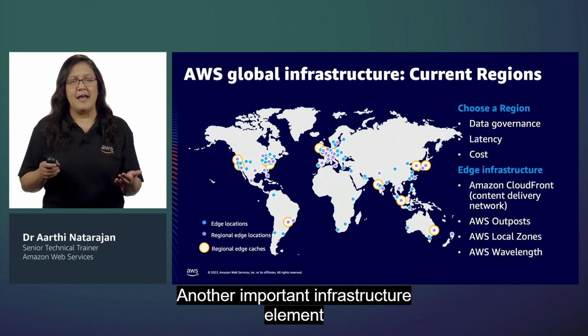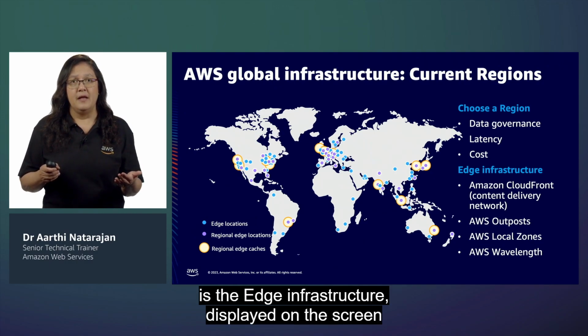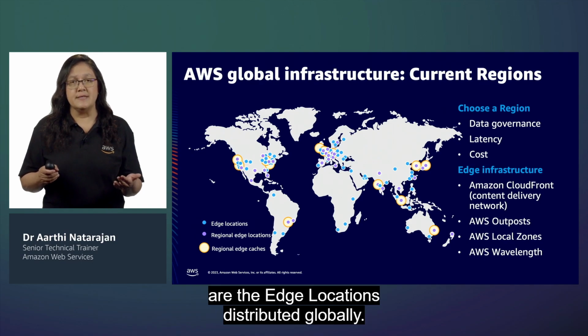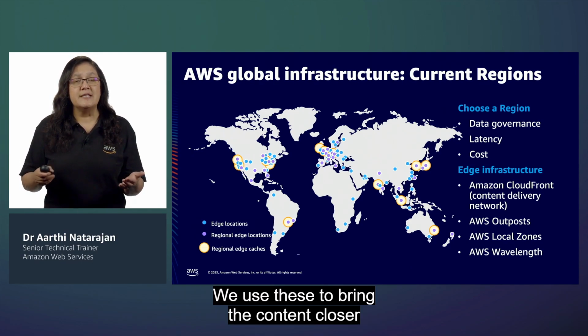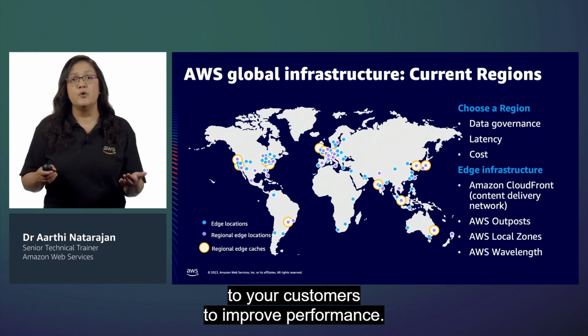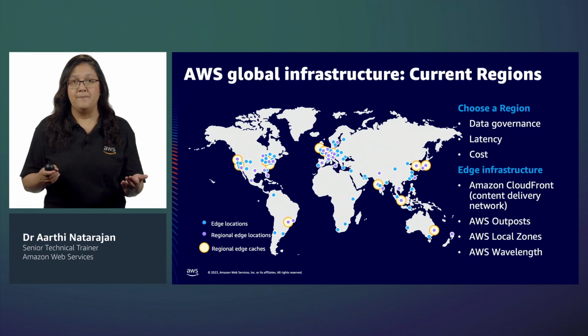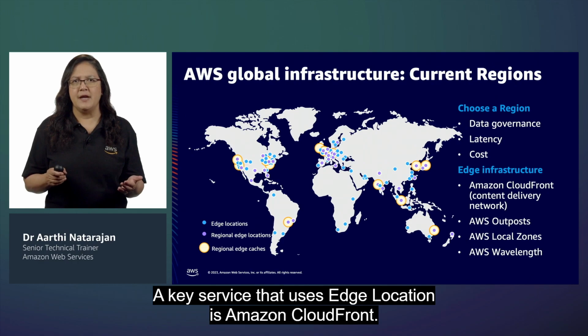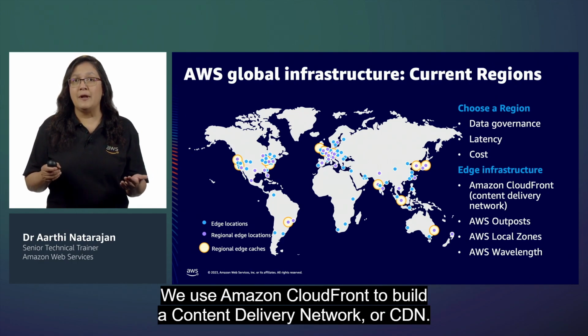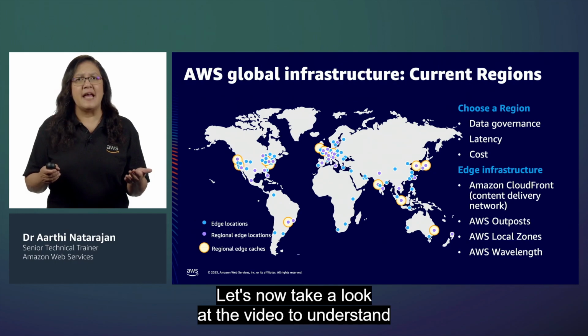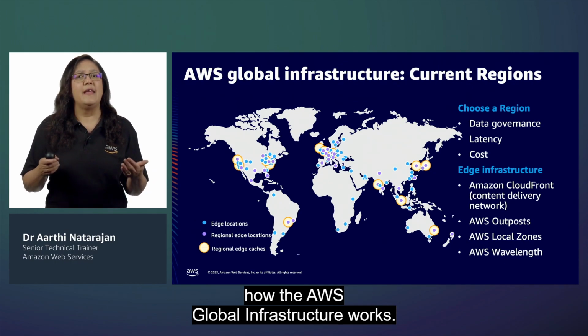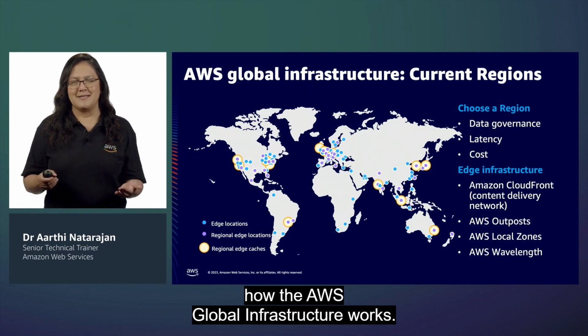Another important infrastructure element is the edge infrastructure. Displayed on the screen are the edge locations distributed globally. We use these to bring the content closer to your customers to improve performance. They can also be used to increase security and reduce the cost. This can be achieved by redirecting the traffic to the edge locations and caching content. A key service that uses edge location is Amazon CloudFront. We use Amazon CloudFront to build a content delivery network, or CDN. Let's now take a look at a video to understand how the AWS global infrastructure works.